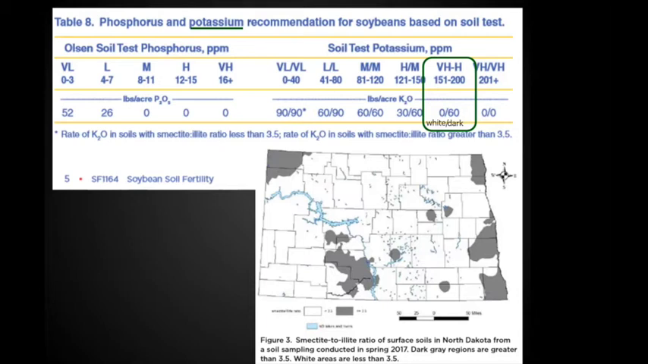And so I put a block around the very high to high level. Say, for example, your potassium soil test indicated that you have 175 parts per million. So if you're in the areas of the state that are white with a low ratio, that would mean you would not need to apply potassium for your soybean. But if you're in the dark areas, then the recommendation would be to apply 100 pounds of 0-0-60 to give us a good chance to get into yield response.